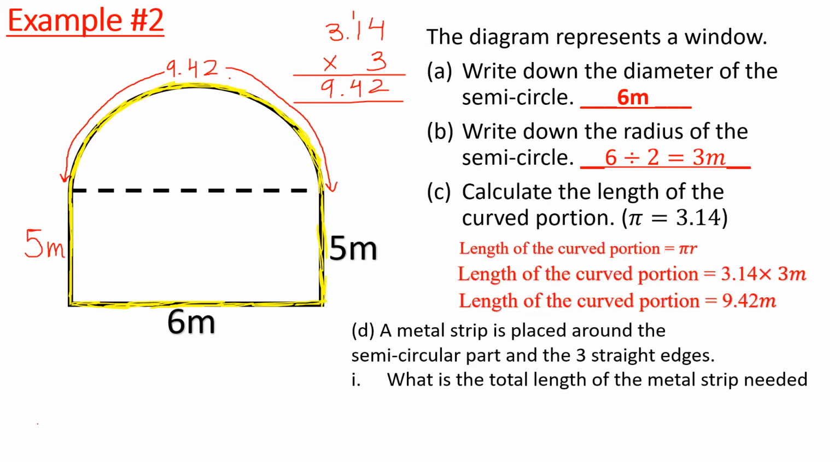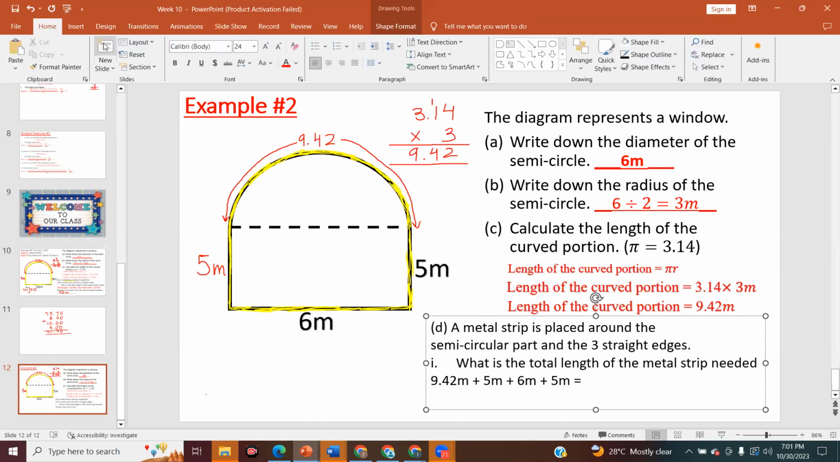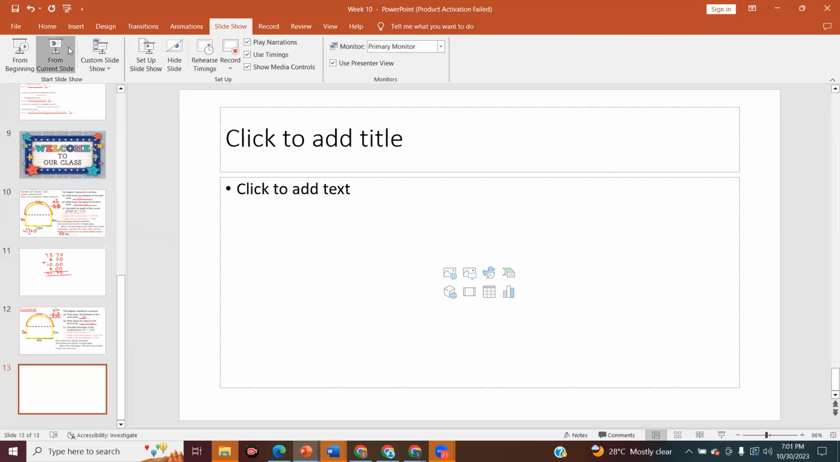Very good. So we have 9.42, we have 5 meters, we have 6 meters, and we have 5. What do we have to do with all of them? Add them. Very good. So it's 9.42 meters plus 5 meters plus 6 meters plus 5 meters. And when we add them all up together, what do we get? 25.42. And you're certain of that? Yes, sir, for sure.